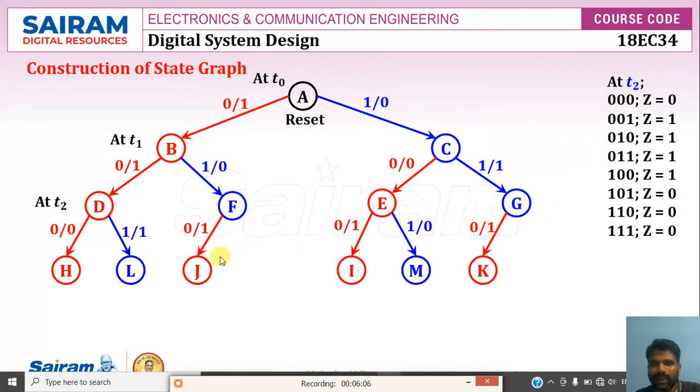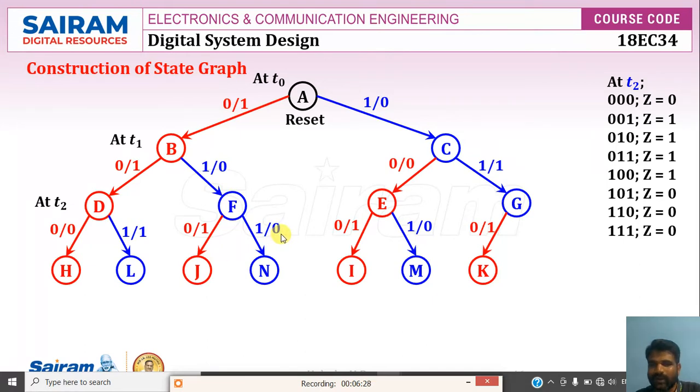Clear now? At F, if 1 is received, it will go to new state N. Analyze the total received sequence: 1, go back to the path, 1 again, 0. So 1 1 0. For 1 1 0, Z is 0. Hence here we made output 0.